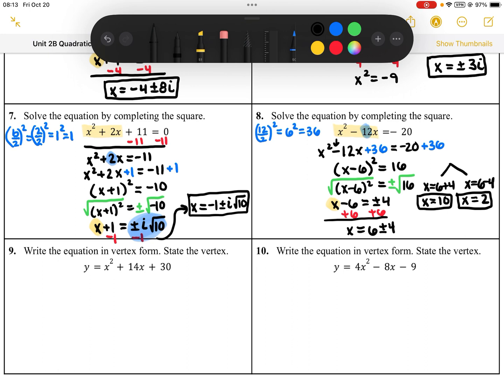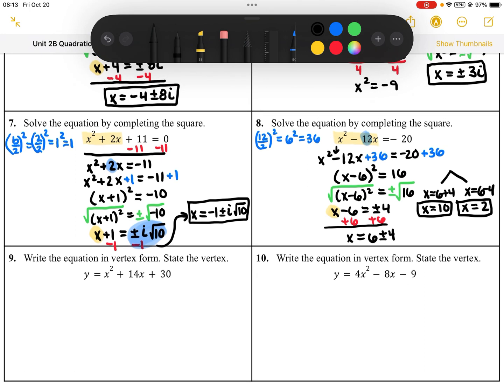9 and 10, I'm going to write the equation in vertex form, and then we're going to state the vertex. So first thing, your equation needs to be in standard form. Then we're going to complete the square. So we're going to look at our value of b. So do b over 2 squared. We are going to add that value, but also do the opposite, so we're not changing the value of the equation. So essentially, we're going to be adding 0. Then we'll factor that perfect square trinomial to write it in vertex form. And then from there, we can identify our vertex.